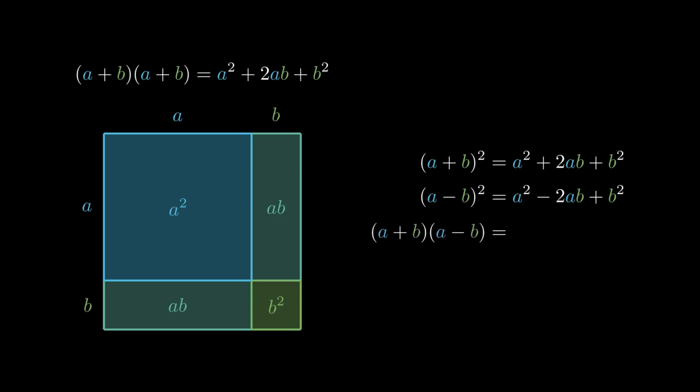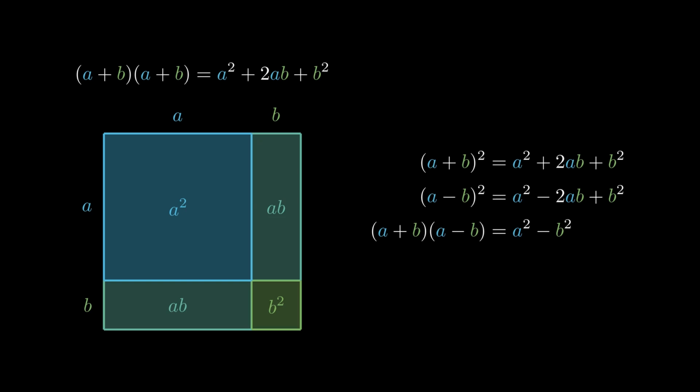The last pattern is what happens if one of the brackets carries a positive and one of them carries a negative. So the positive a square is still there. The b square now goes negative because it's a positive times a negative. Then for the middle terms, we have a positive ab as well as a negative ab, so they go away. And that's all we are left with. That's why we call this a difference of two squares. It's literally just subtracting a square and b square, and that's the pattern to recognize.